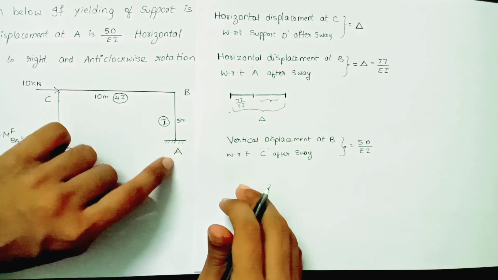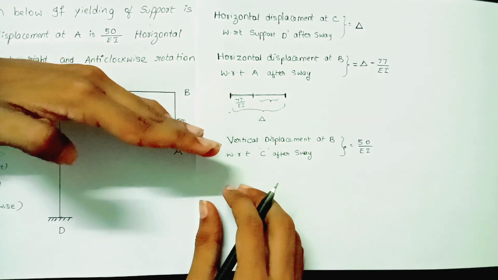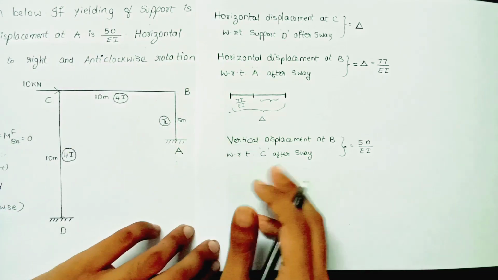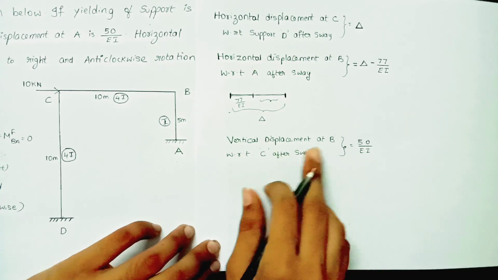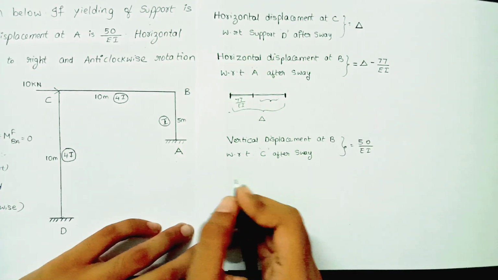The amount of downward displacement at A equals the amount of displacement at joint B. So it displaces downwards in this direction. So I have taken 50 by EI at joint B. Now we have to form the slope deflection equations.